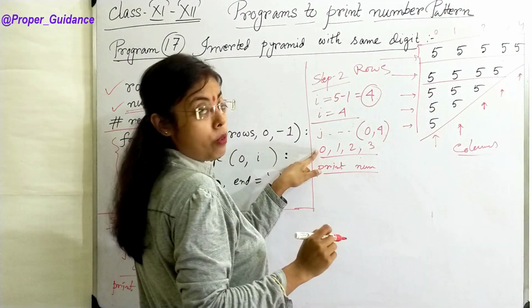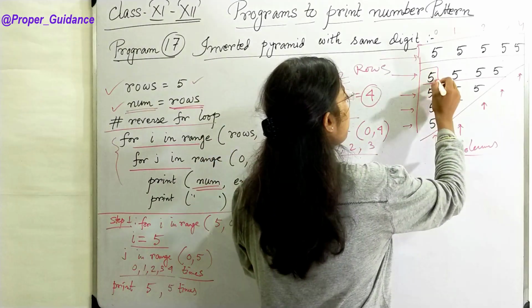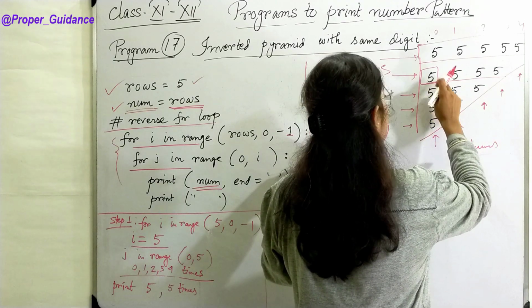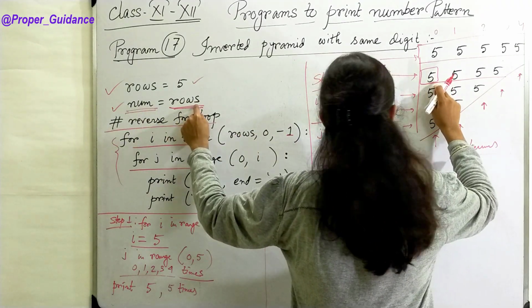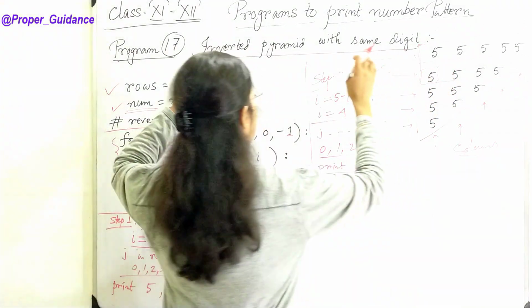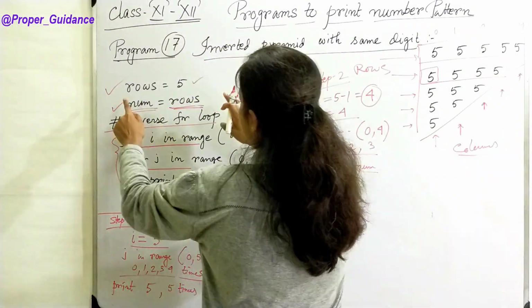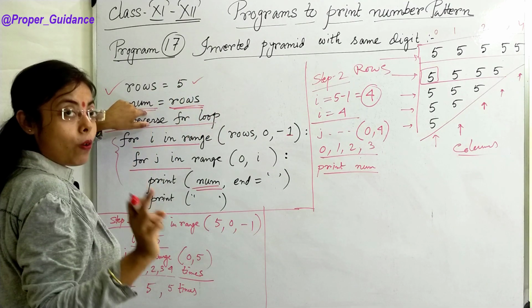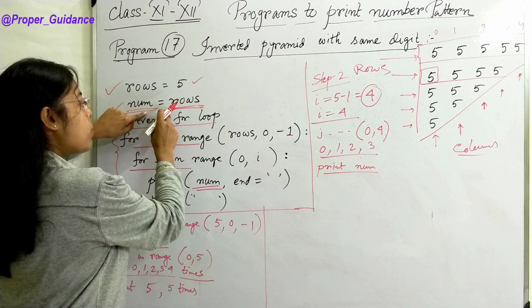When j equals 0, it will print what? It will print num. Num equals what? Num equals rows, that is 5. Because this is the program for the same digit, we have to take this variable and assign the first number of rows here, that is num equals rows.